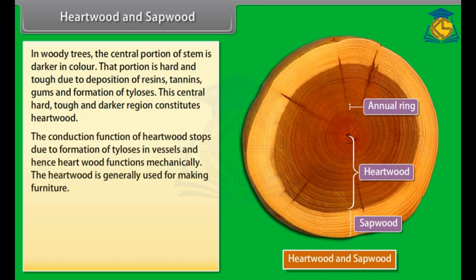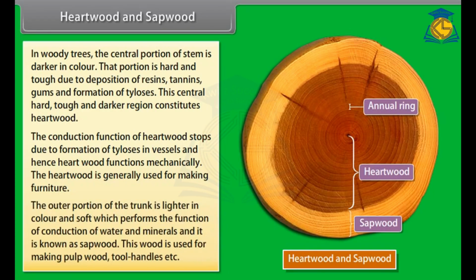The conduction function of heartwood stops due to formation of tyloses in vessels and hence heartwood functions mechanically. The heartwood is generally used for making furniture. The outer portion of the trunk is lighter in color and soft, which performs the function of conduction of water and mineral, and it is known as sapwood. This wood is used for making pulpwood, tool handles, etc.